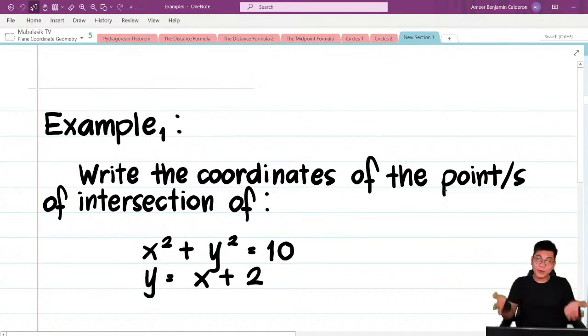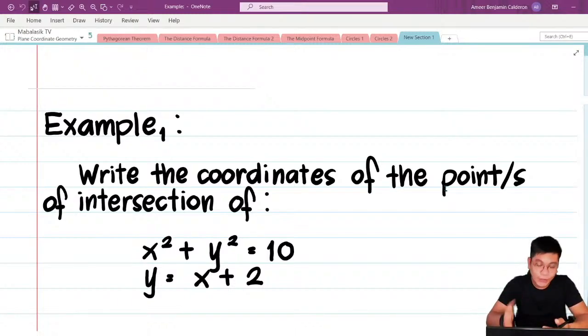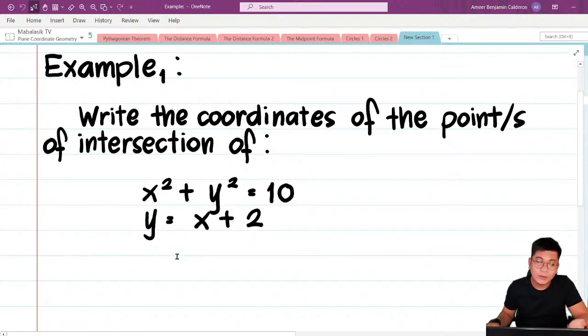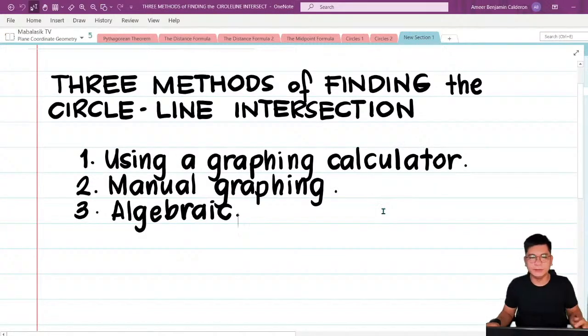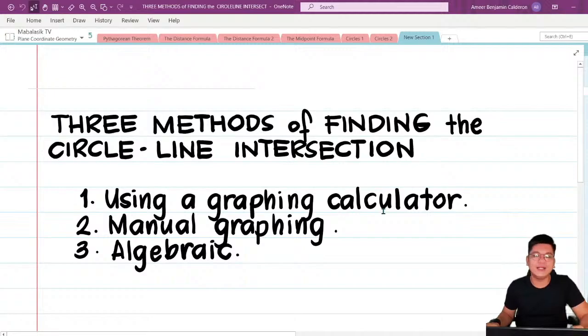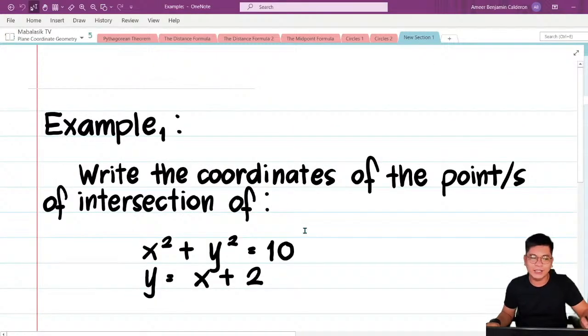So, example number 1, write the coordinates of the point or points of intersection of these two equations. Obviously, one is a circle, this is the circle, and one is a line. Okay? So, our first method, using a graphing calculator. Let's go to our graphing calculator.